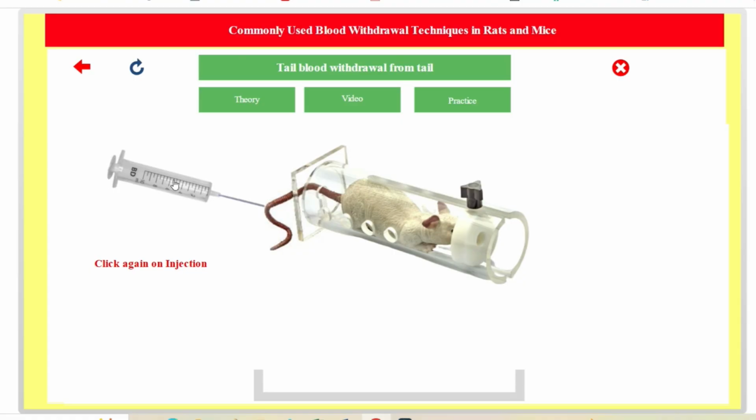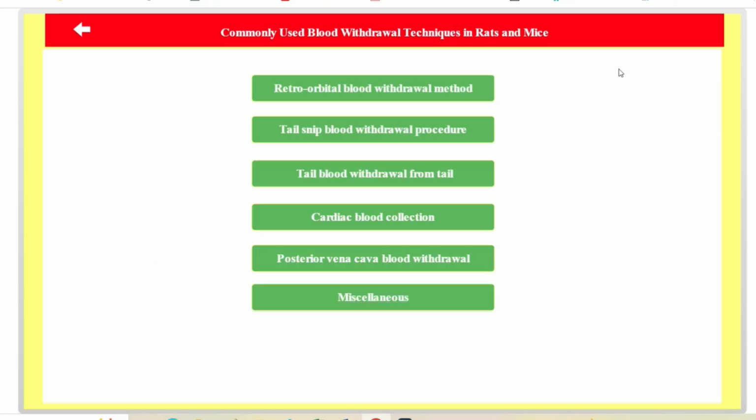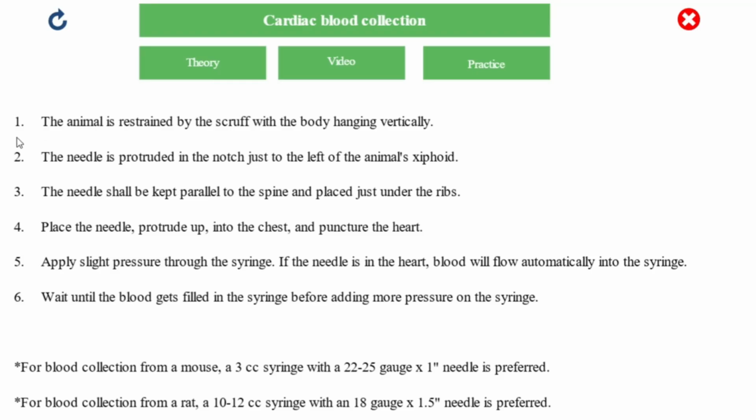We will click again on the injection. From here it has collected the blood. We will see the next procedure. Cardiac blood collection. We will see the theory.